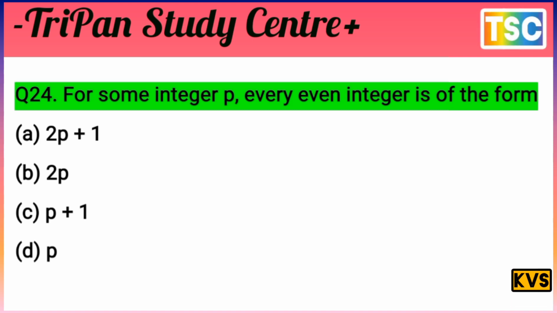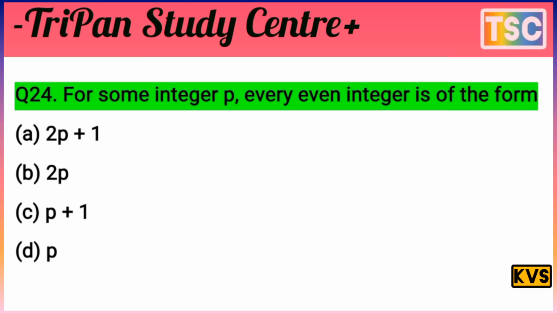The question is clear. For some integer p, every even integer is of the form 2p. It means option B is correct. For some integer p, every even integer is only of the form 2p. That is the correct answer. Option B is correct. Let's see the next question.